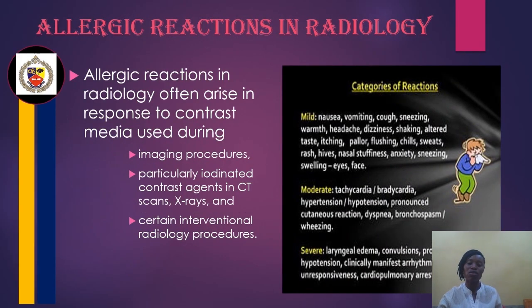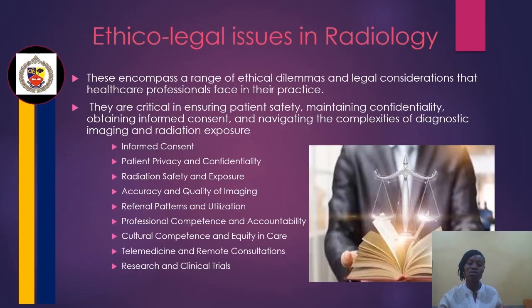Allergic reaction in radiology involves nausea. It might be mild, moderate, or severe. It might come in the form of vomiting, tachycardia, bradycardia, hypotension, or hypertension. It might be severe, such as laryngeal edema or convulsion. And imagine that. How does it happen? It is a result of allergic reaction, often arising in response to contrast media used during imaging, particularly the iodinated one, and certain interventional radiology procedures.